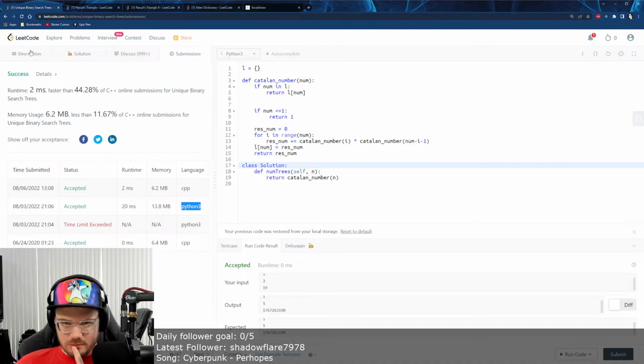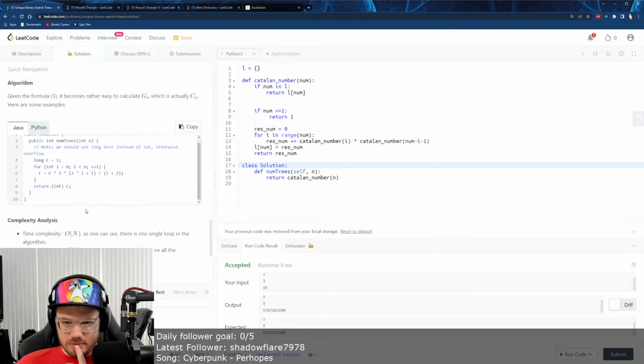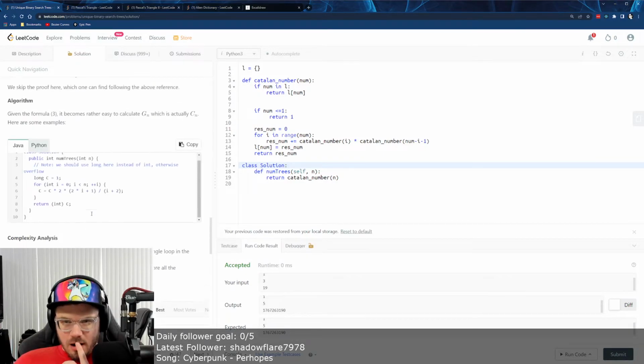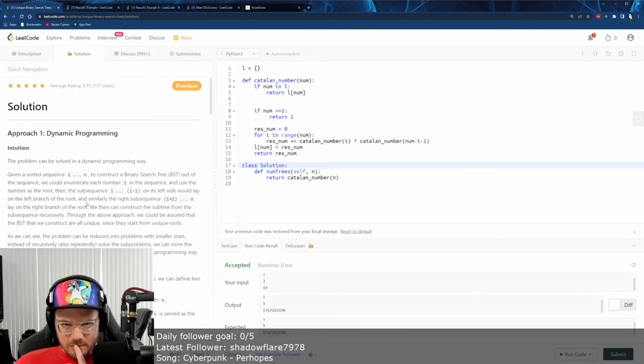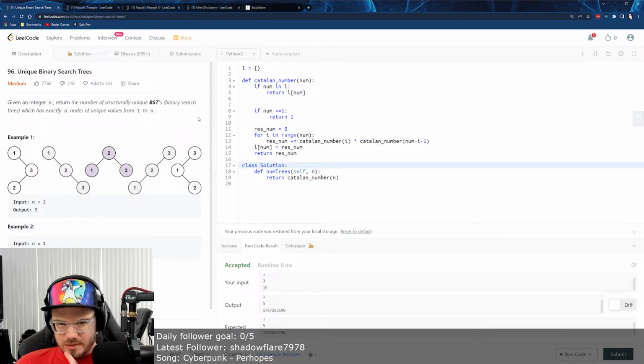If I were to code up the same solution in C++, I think it would be fine. Okay, so that's it for LeetCode 96, unique binary search trees.